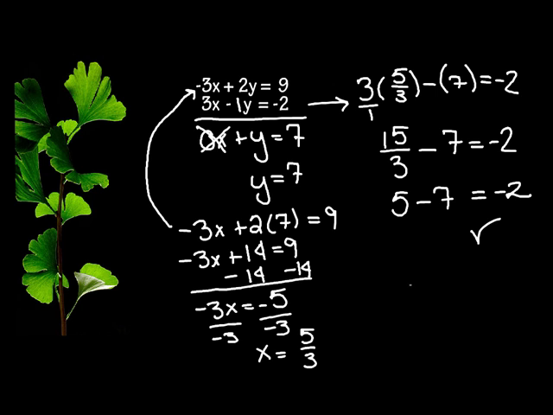so I knew that I solved these correctly. And I should probably write them as an ordered pair. And remember, what does that mean? It means if I graph them, that line and that line would intersect at 5/3 and 7.